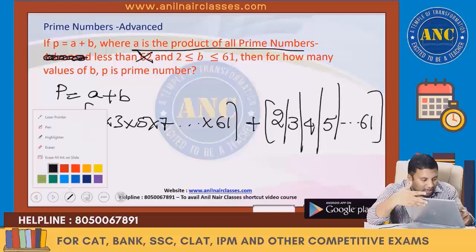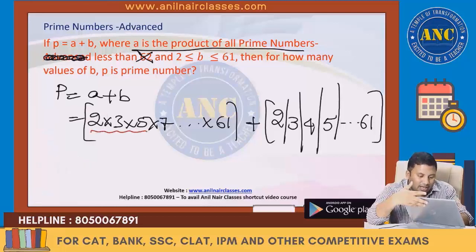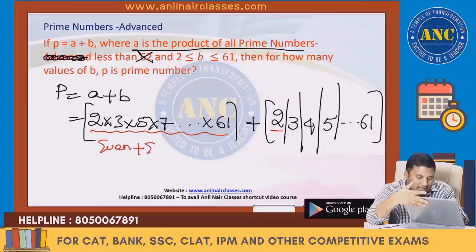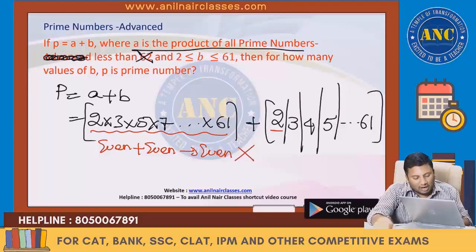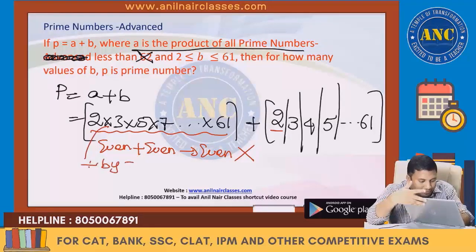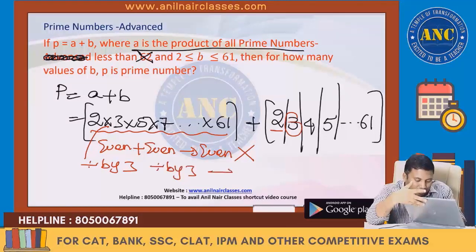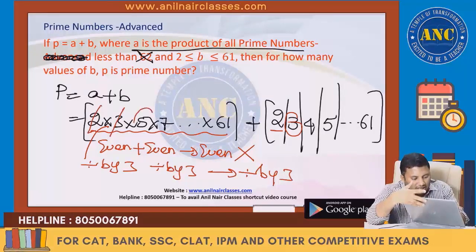Now if you see here, another logical way: any number multiplied by 2 is an even number. Plus 2, it is an even number. Even plus even is an even number. There is no even number other than 2 which is a prime number. Next one, this is divisible by 3. 3 is divisible by 3. If I add two numbers which are divisible by 3, the answer is divisible by 3. This is divisible by 5, this is divisible by 5, so the answer will be divisible by 5.